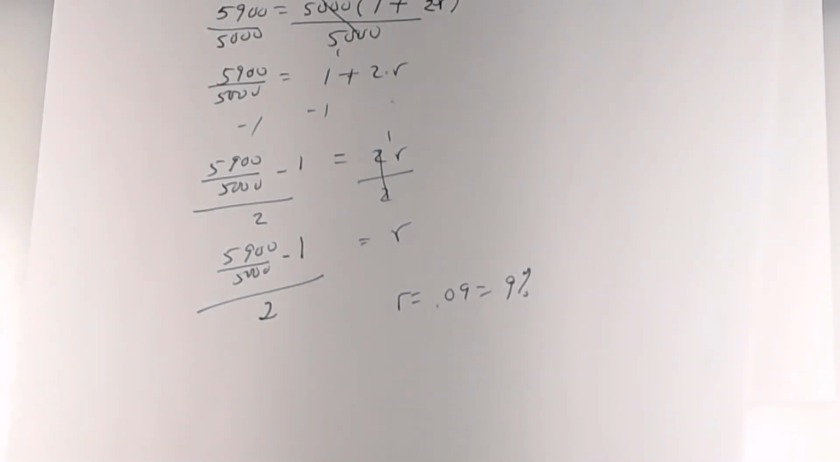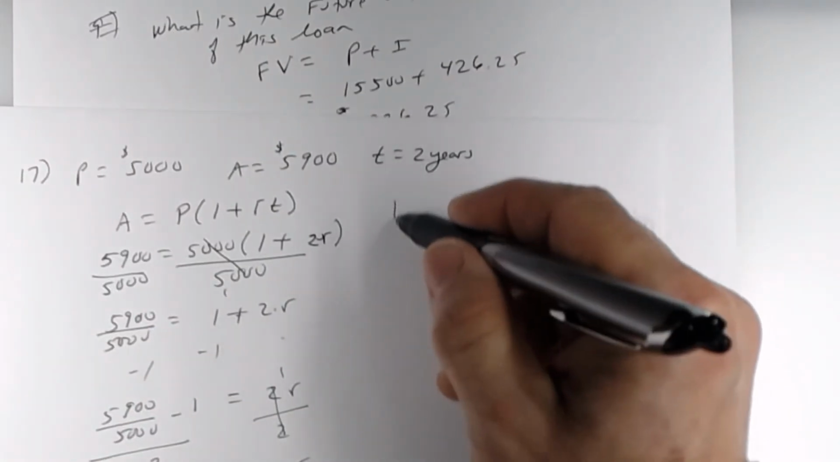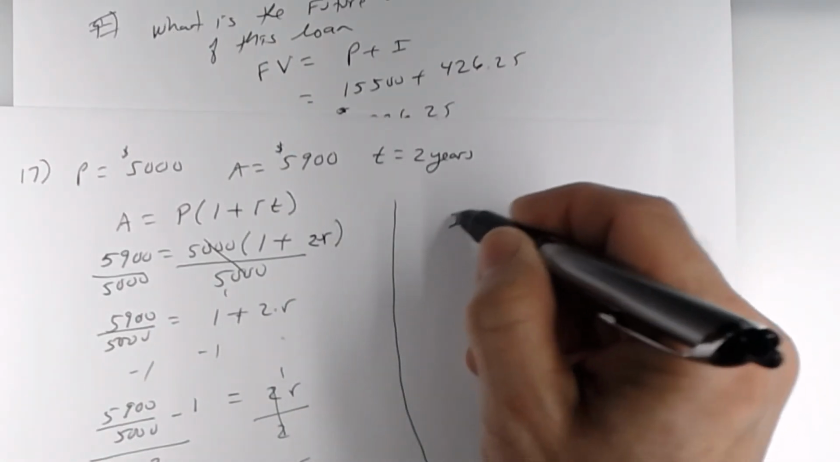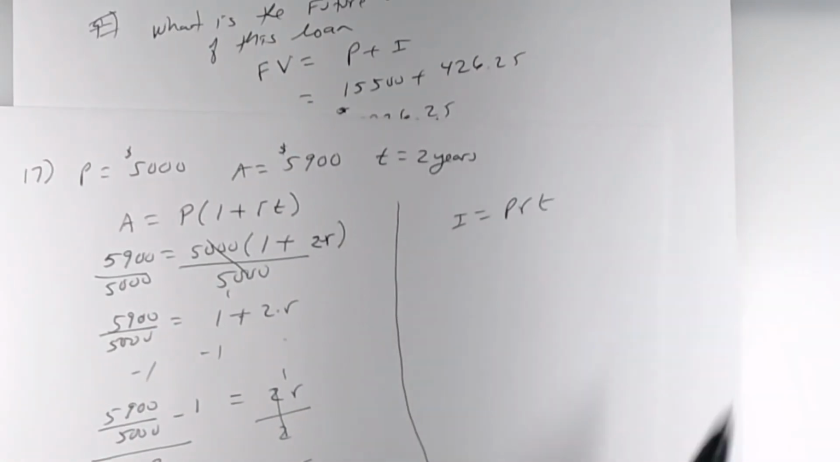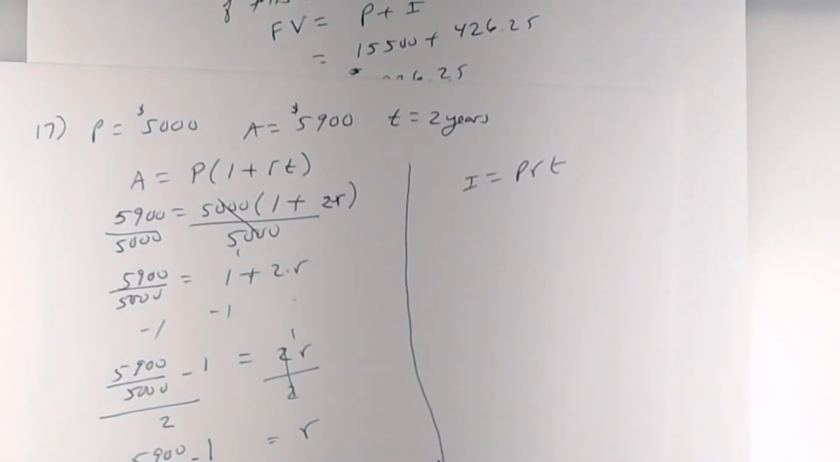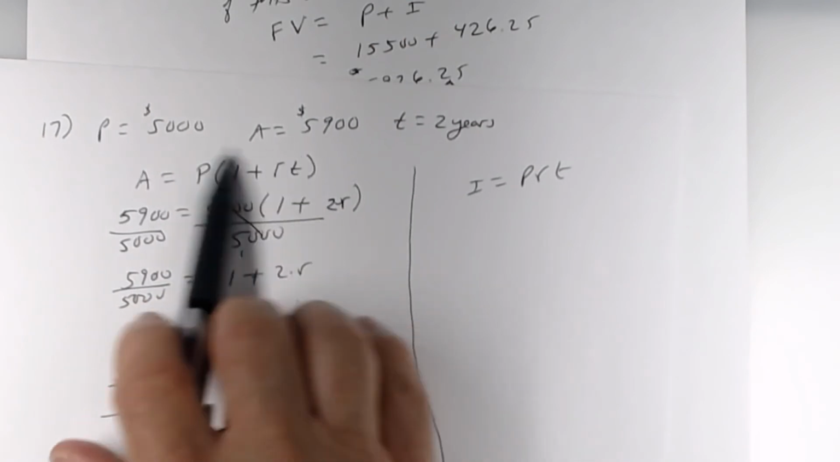It probably would have been a lot easier for you if you had done the other approach, and that's just using the simple interest formula. What's the simple interest formula? I equals PRT. And to use that formula, you need to know the interest. How much interest did you end up paying back? According to this problem, can you tell me how much interest you ended up paying back?